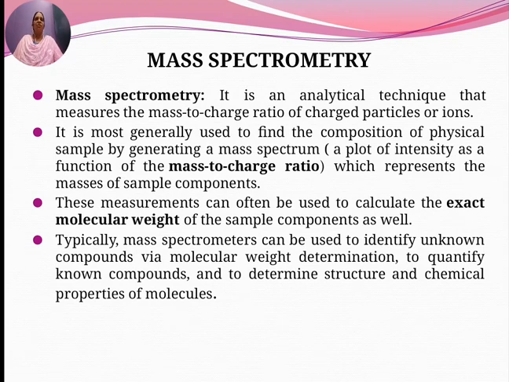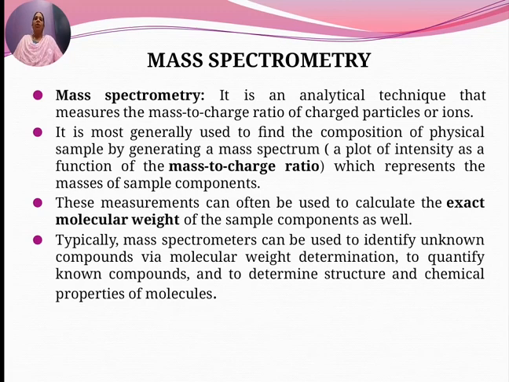It is most generally used to find the composition of a physical sample by generating a mass spectrum. When you are given a sample, you need to know the composition of that sample by generating a mass spectrum. So what is this mass spectrum? It is nothing but a plot of intensity as a function of mass to charge ratio.